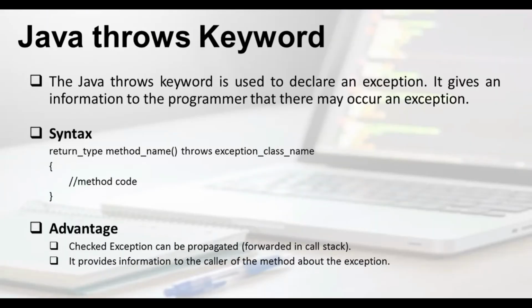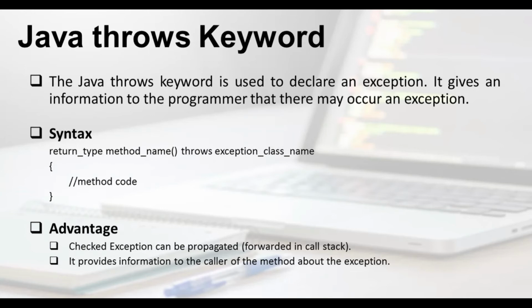Now let's continue with the throws keyword. The Java throws keyword is used to declare an exception. It gives information to the programmer that there may occur an exception. The simple syntax of the Java throws keyword is the return type, the method name, then throws and the exception class name. That means you define the throws keyword, and after that the name of the class.